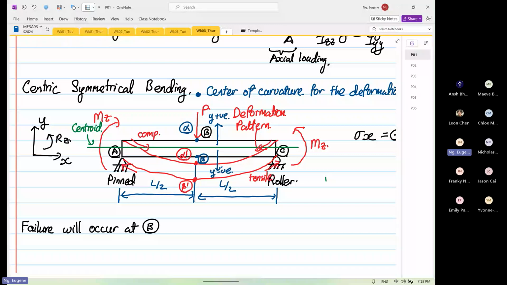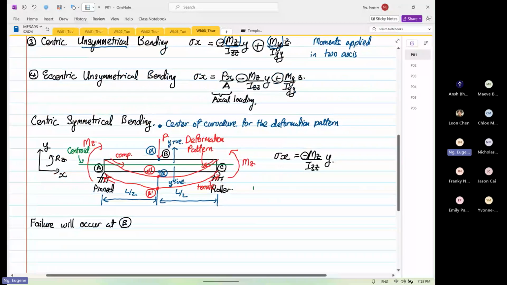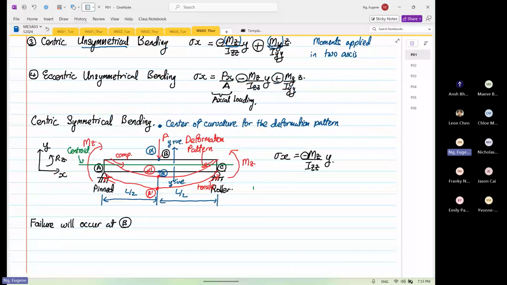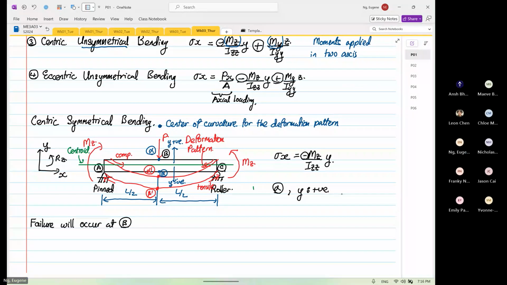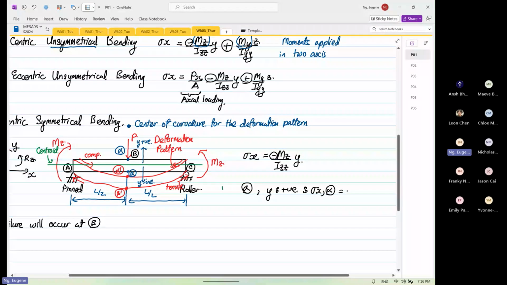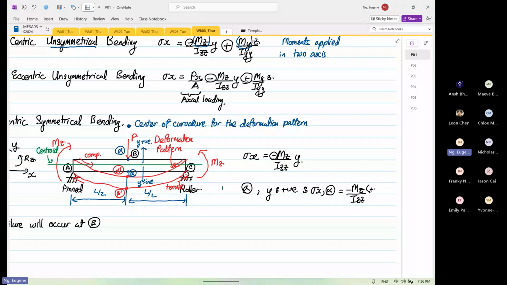So when that's the case, when we go back to this formula, we know, based on the deformation, that alpha is under compression and beta is under tension. Now if we were to look at this formula at point alpha, y is what? Positive. So from here, we know that the stress in x at point alpha, if we apply the formula, is equal to minus Mz over Izz multiplied by positive y.